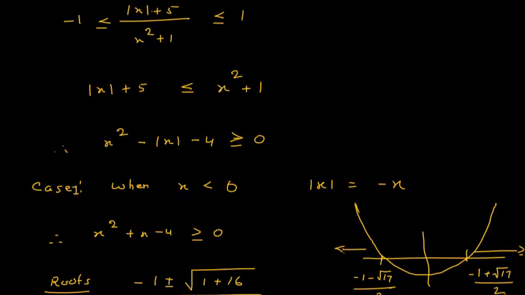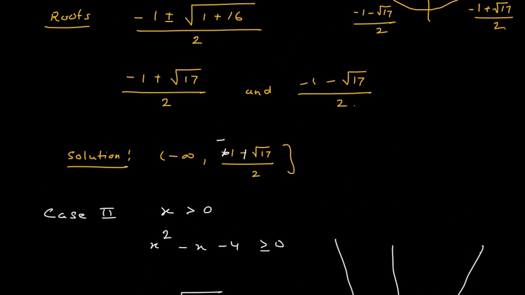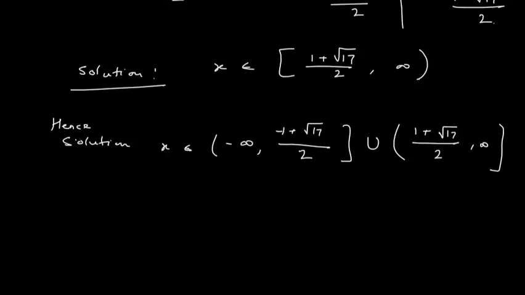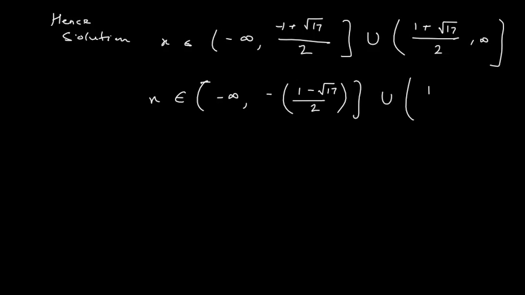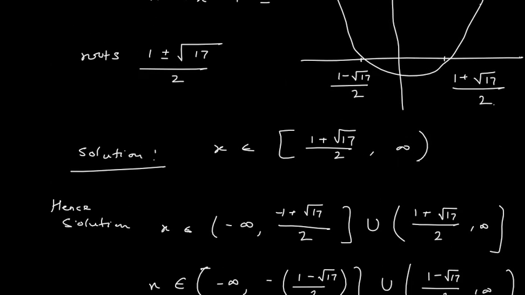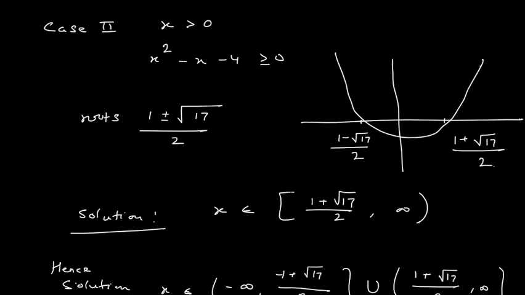So here if you take minus common, we can say that x belongs to minus infinity comma minus, if I take common, 1 minus root 17 divided by 2, union 1 minus root 17 divided by 2 comma infinity. Something is wrong, I think.